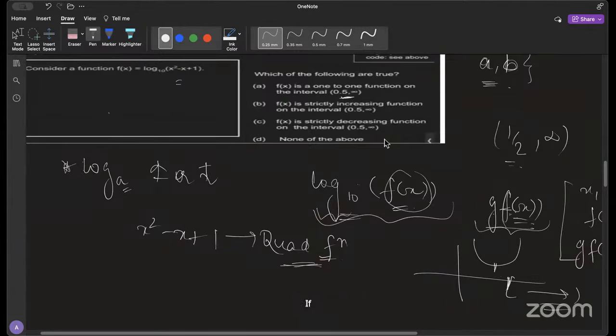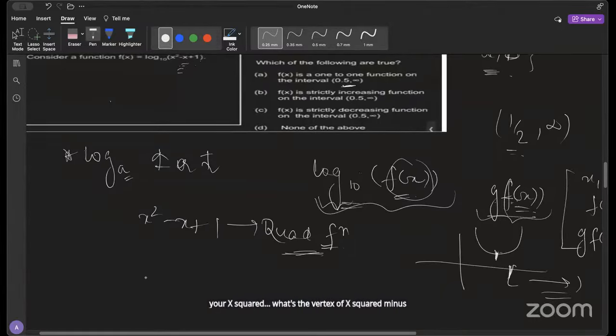If this 0.5 is greater than the vertex, that means your parabola, this x square minus x plus 1. What's the vertex of x square minus x plus 1? Let's find the vertex first. It's 1 by 2, 1/2.